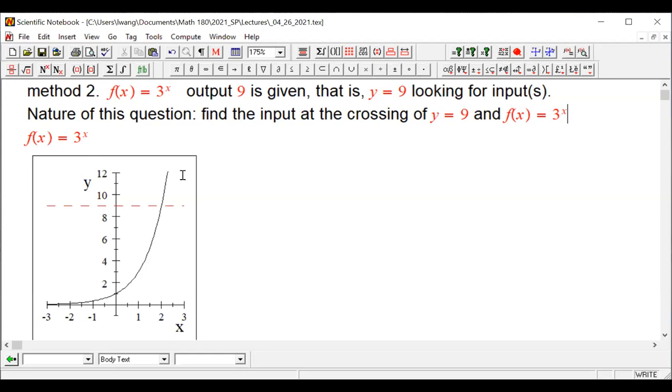Do you follow me? Okay, so what is the crossing? We're looking for the input at the crossing. So when you have that graph in your head, the vertical cut, horizontal cut, everything can be visualized. Everything you learn in mathematics can be visualized. Okay, number one, from this picture, can you tell how many crossings there are?